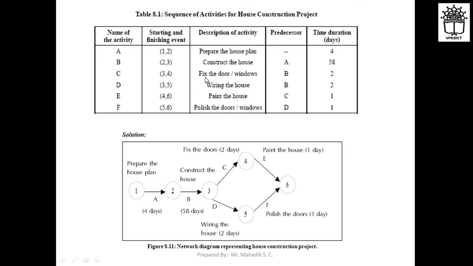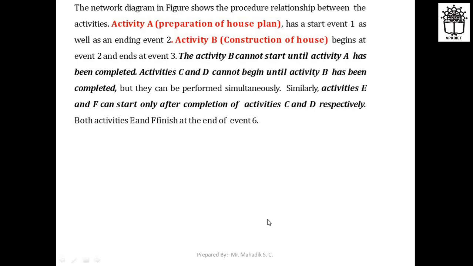Next you can go for fixing the doors and windows, that is activity C. Simultaneously you can go for the wiring of the house, that is D. So you can do these two activities, C and D, simultaneously. After fixing the doors and windows, you can go for painting the house. After the wiring, you can go for the polishing of the doors and other things. So this is the reading of this network diagram.